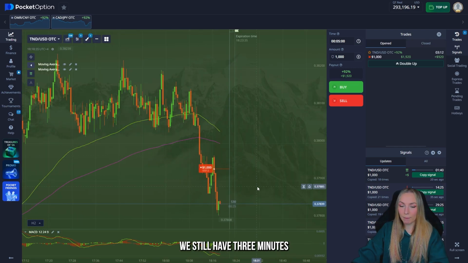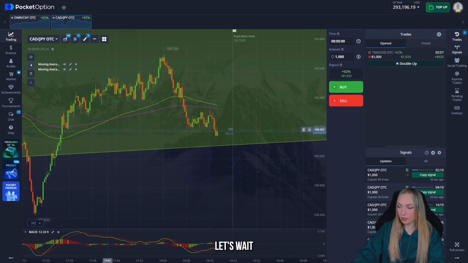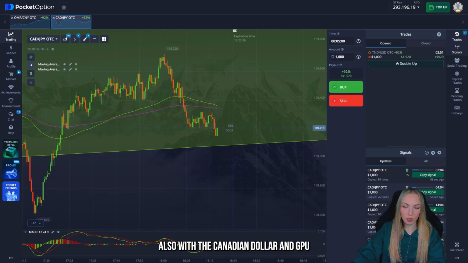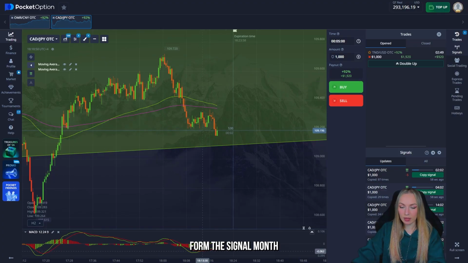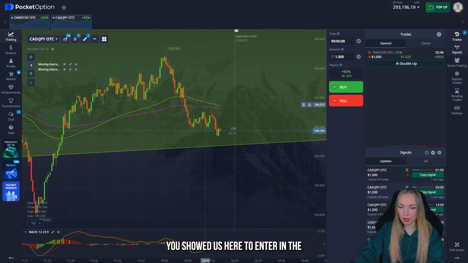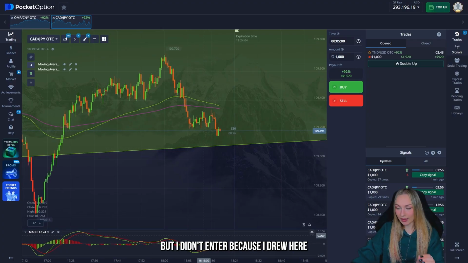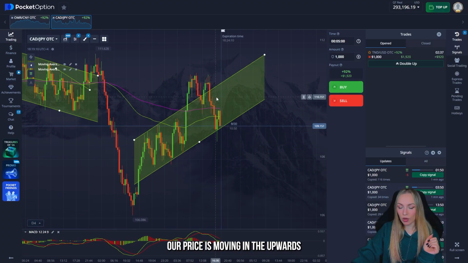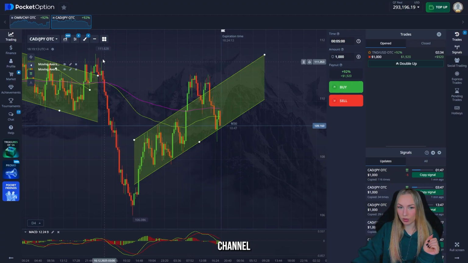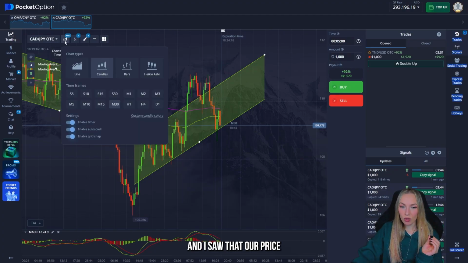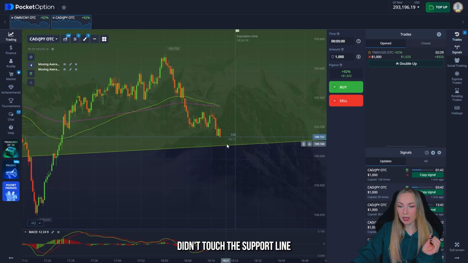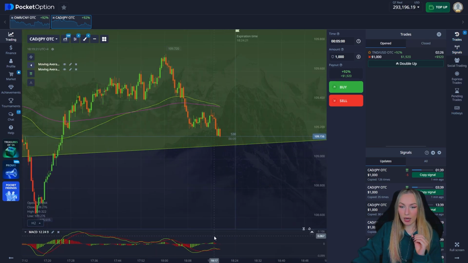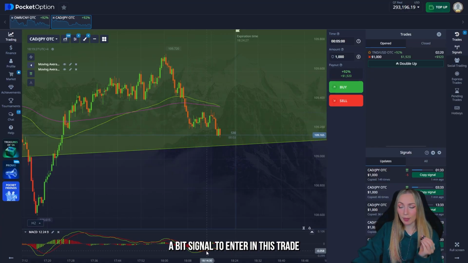We still have 3 minutes. Let's wait. Also with the Canadian dollar and JPY, we can see that the signal formed here. MACD showed us here to enter in the upward direction, but I didn't enter because I drew the support and resistance line. Our price is moving in the upward channel, and I saw that our price didn't touch the support line. And here it became a little bit lateral, so for me it was a false signal.